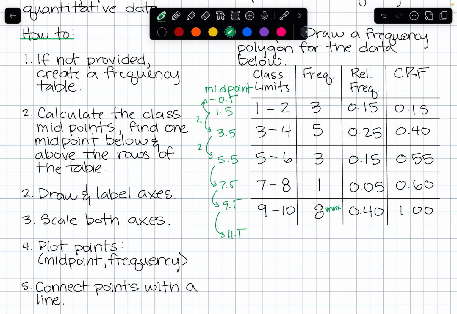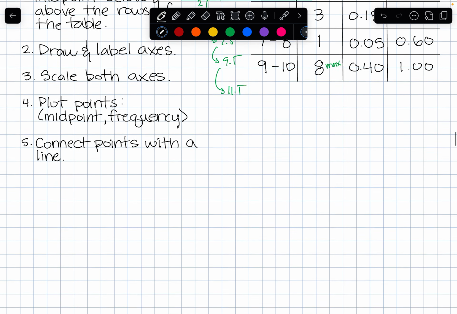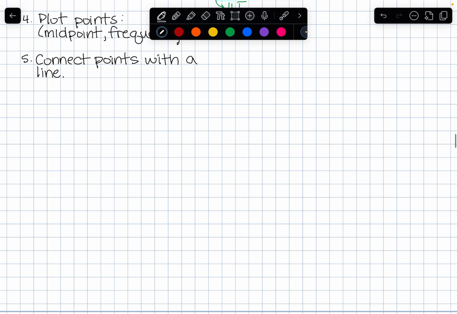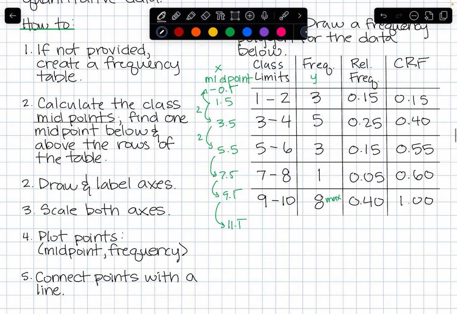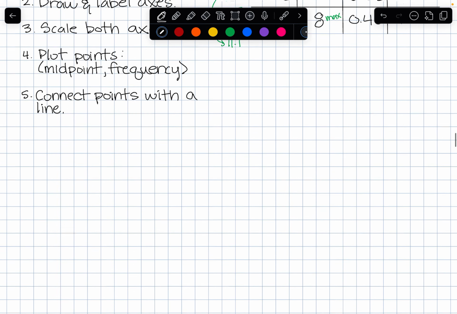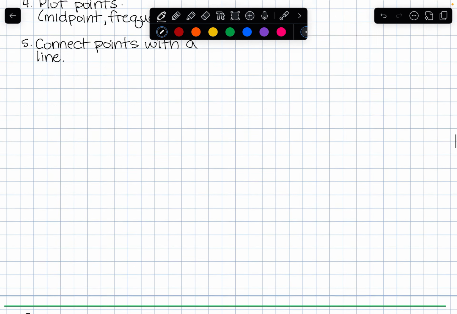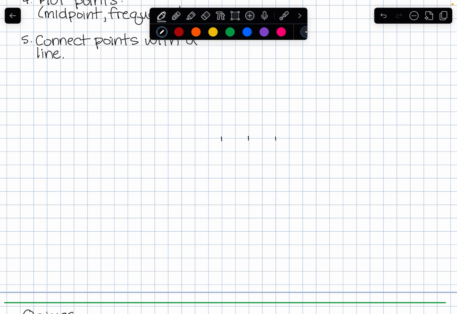When I plot, I am plotting my midpoints on the x and my frequency on the y. So midpoint versus frequency. Let's construct our axes. I know I need to go from negative 0.5 to 11.5. So negative 0.5, 1.5, 3.5, 5.5, 7.5, 9.5, 11.5. That's good.